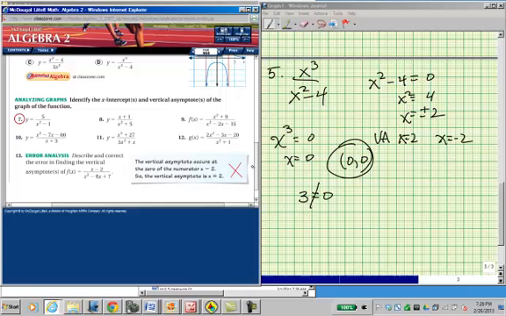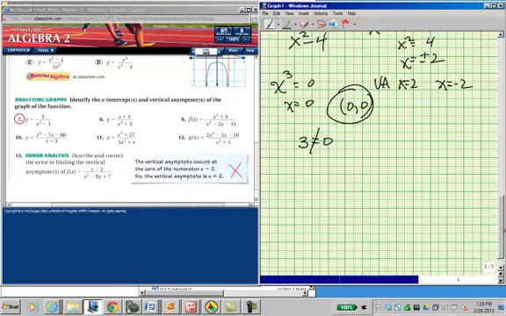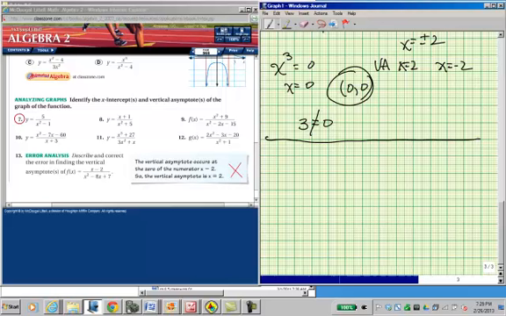Moving on to the next problem, number 7. Okay, identify the x-intercept and vertical asymptotes. Well, that's what we've been doing, so we're going to continue. And then we'll do 9, 11, and 14, and we'll be finished. Okay, so we have y equals 5 over x squared minus 1. Now, you don't have to graph this thing. You don't have to do anything other than identify the x-intercepts and the vertical asymptotes.